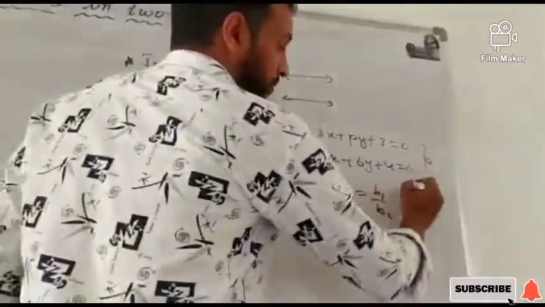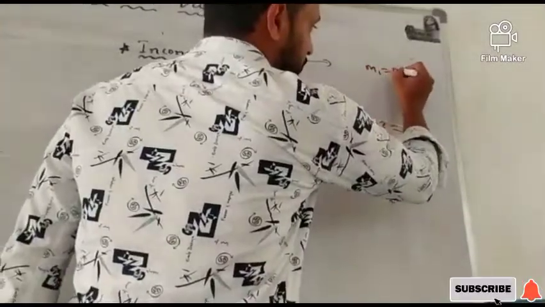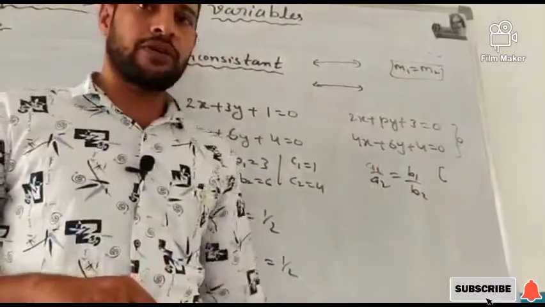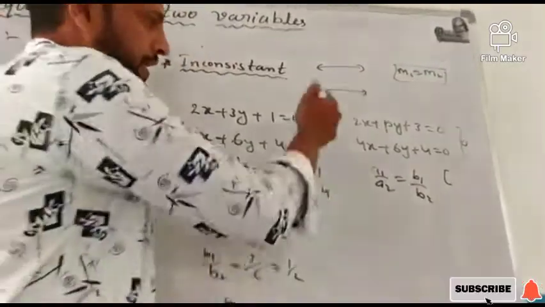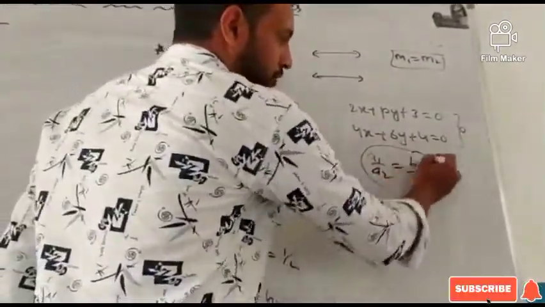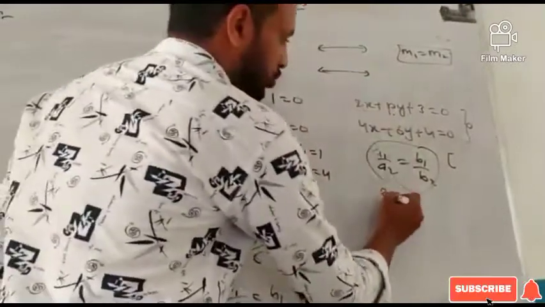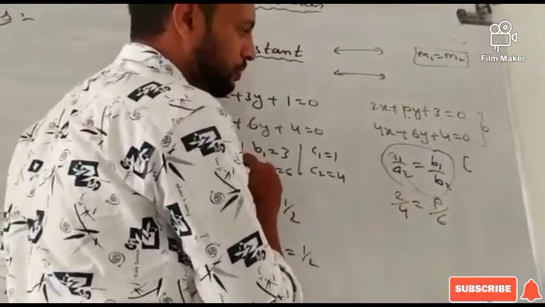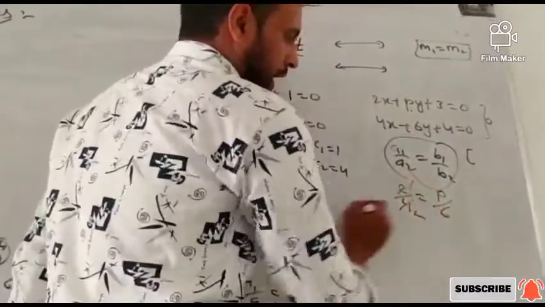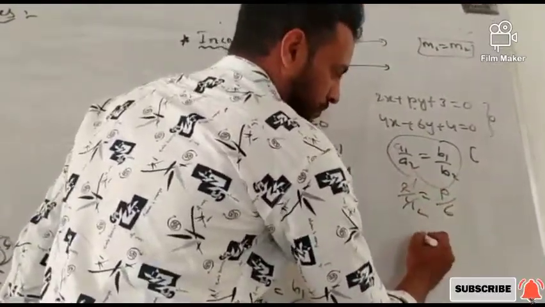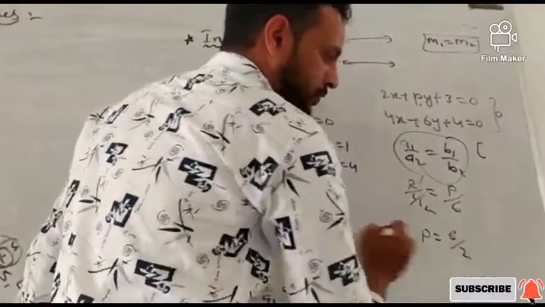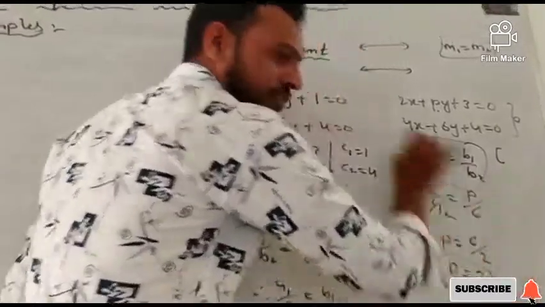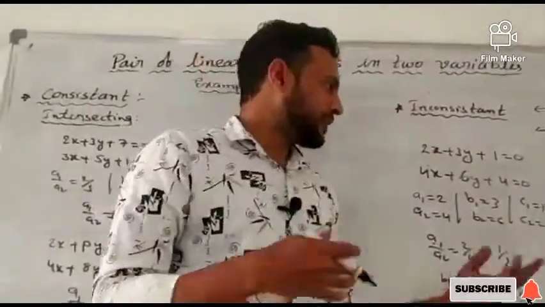Later you will get the parallel formula as m1 equals m2 in intermediate, but now you have the formula as a1 by a2 equals b1 by b2. See here, by using this condition you are going to get the value of p. So 2 by 4 equals p by 6. Cross multiplication, p equals 6 divided by 2. 6 divided by 2, p equals how much? 3. So in this way you are going to get the questions.